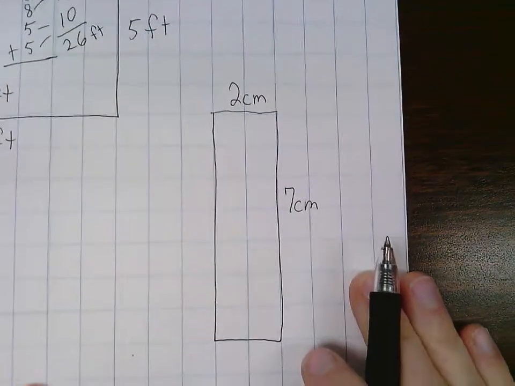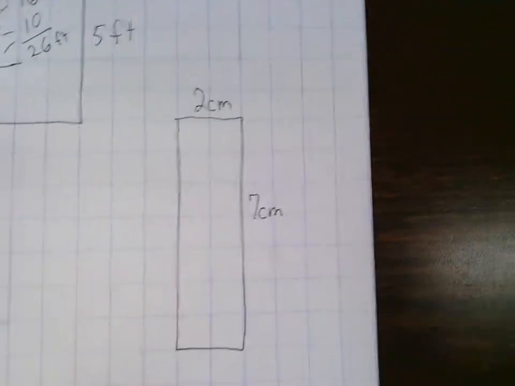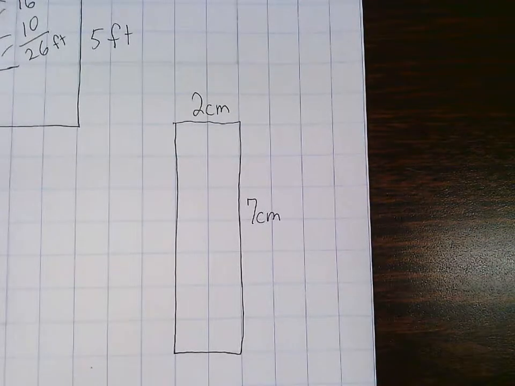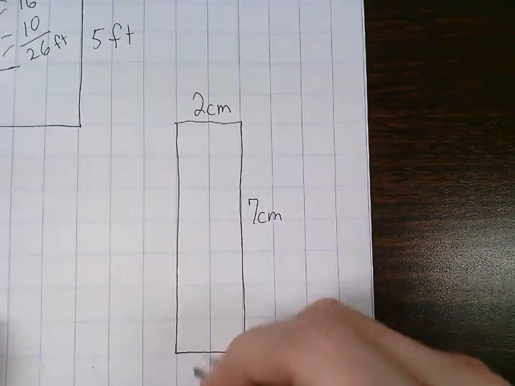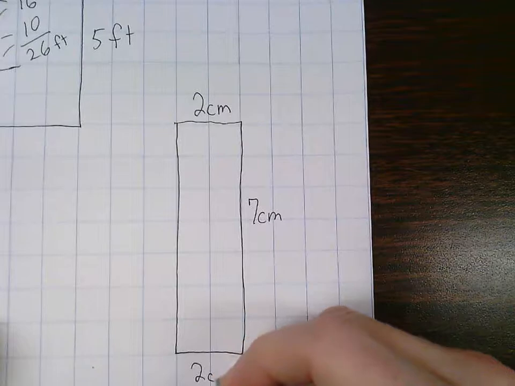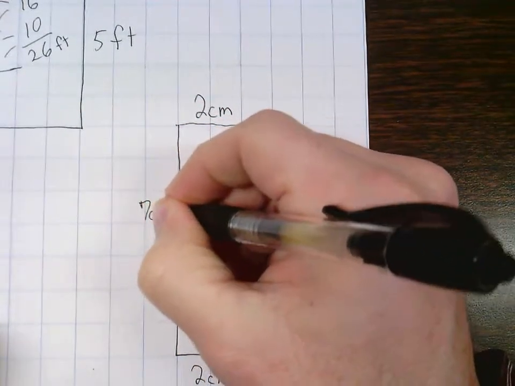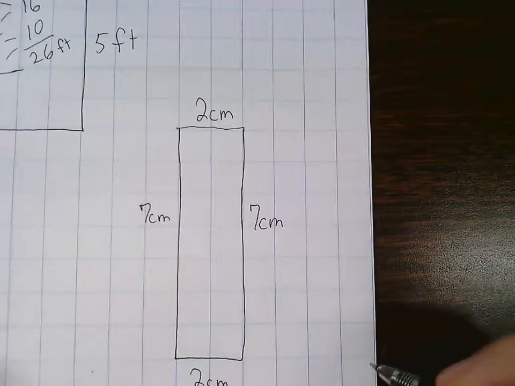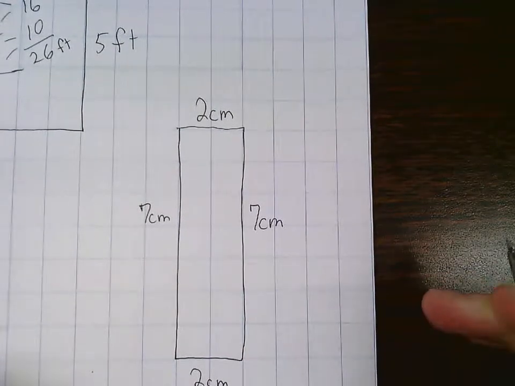And one more example. So this rectangle is 2 by 7. And the first thing I'm going to do is figure out what the lengths of all my sides are. And with rectangles, opposite sides are the same length. So this one down here is 2 centimeters, and this one over here is 7 centimeters. Now that I know all my lengths, all I need to do is add up all the sides.